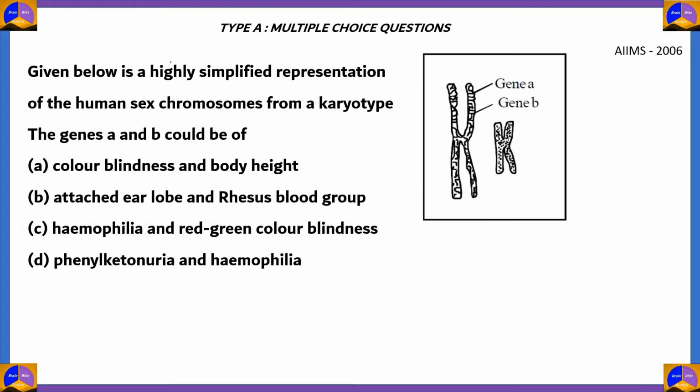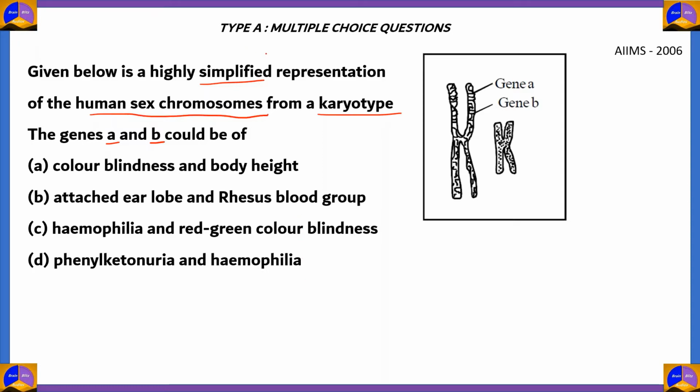Next question. Given below is a highly simplified representation of the human sex chromosomes from a karyotype. The genes A and B could be of colorblindness and body height, attached earlobe and rhesus blood group, hemophilia and red-green colorblindness, phenylketonuria, and hemophilia.